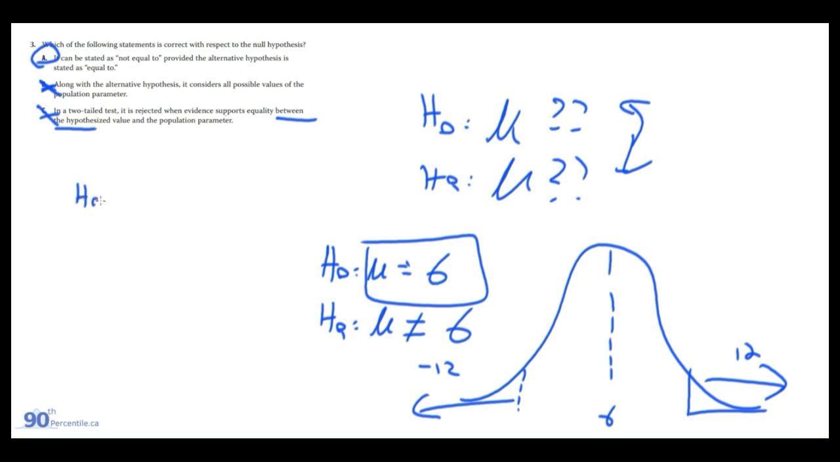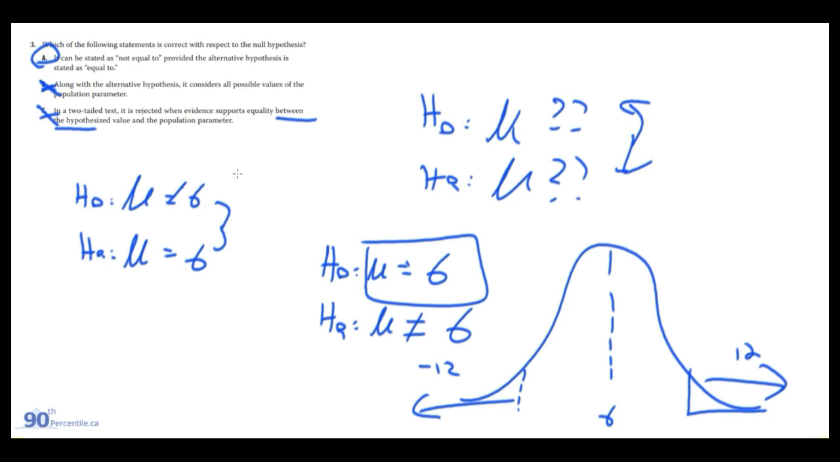The null is typically set to like the population mean is equal to something. It's just the way it normally is. Technically you could have it switched here, where you have the null is not equal to 6 and the alternative is equal to 6. The point they're trying to get across is that the null and the alternative have to account for every possible outcome that the population mean actually is.